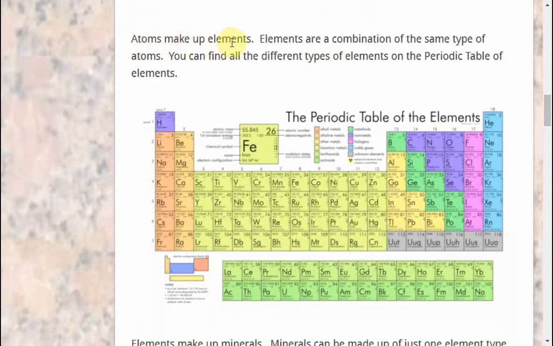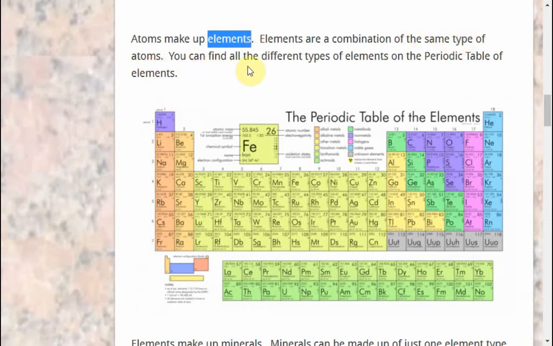So atoms make up elements. Elements are a combination of the same type of atoms, so all of one type. So for example, Fe that they have here, iron. An iron atom combined with another iron atom is still iron. So it is an element because it never changes beyond the same type of atom.